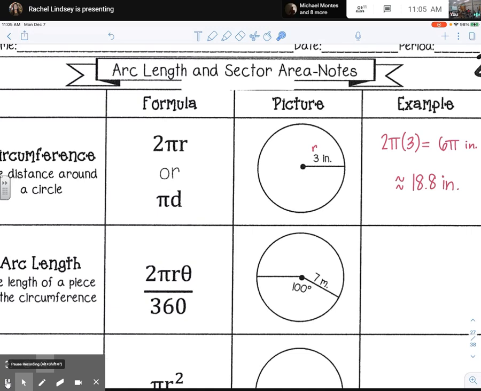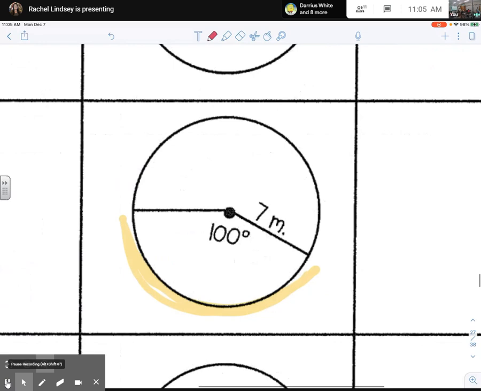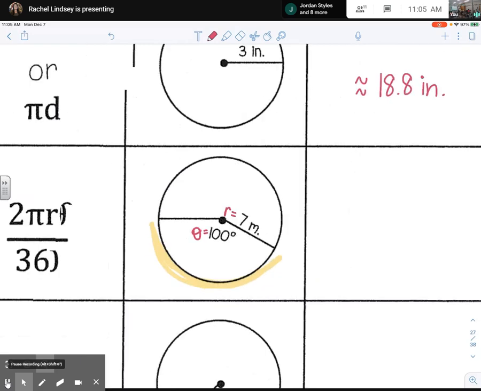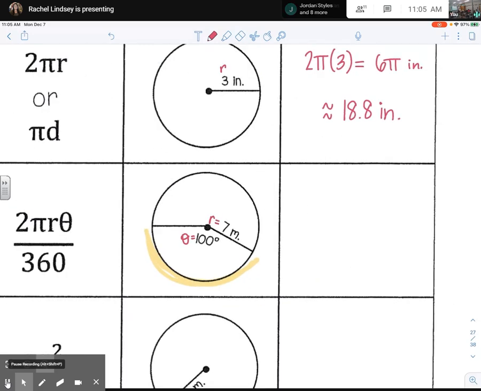So, looking at this picture, we want to find this arc length right here. In order to do that, we have to know the radius and we have to know the angle measure. What's my radius here? 7. What's my angle? 100. So my theta is 100, my radius is 7.